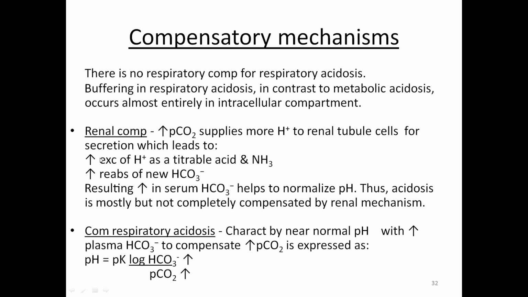That will lead to increased secretion of hydrogen as titrable acid and NH3, and increased reabsorption of new bicarb. These will result in an increase of serum bicarb to help normalize pH. So, acidosis is mostly but not completely compensated by renal mechanism. Now, compensated respiratory acidosis will be characterized by near normal pH with an increase in plasma bicarb to compensate the increased PCO2, and expressed by this equation.